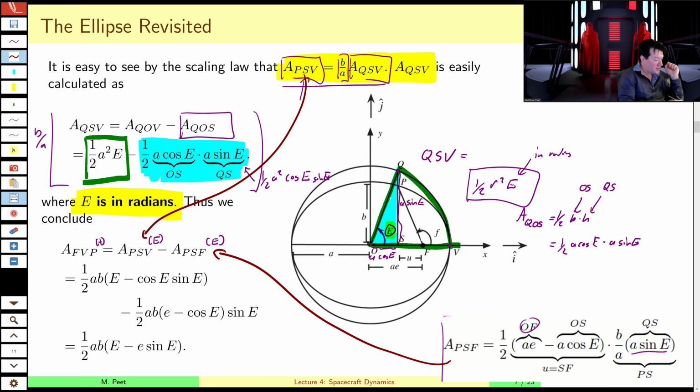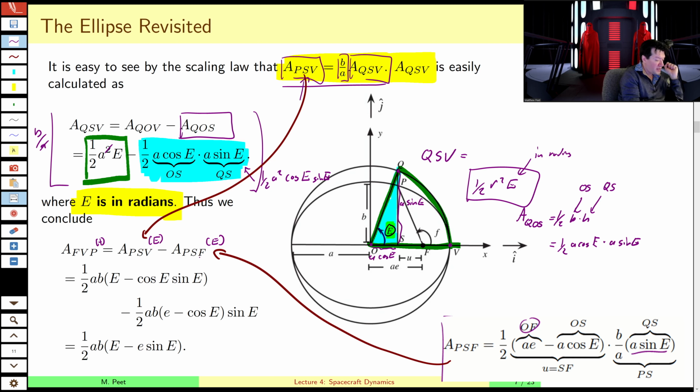So this formula first. We have 1/2 A B times A, because this A cancels that squared, and so 1/2 B over A times A times B times E minus 1/2 cosine E sine E. So that comes down there.